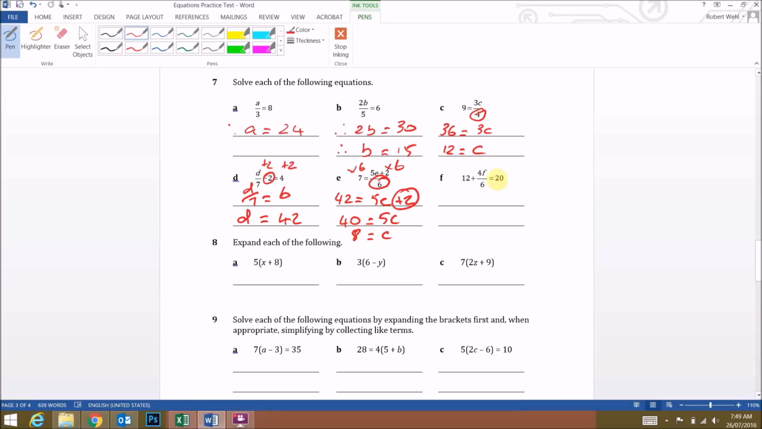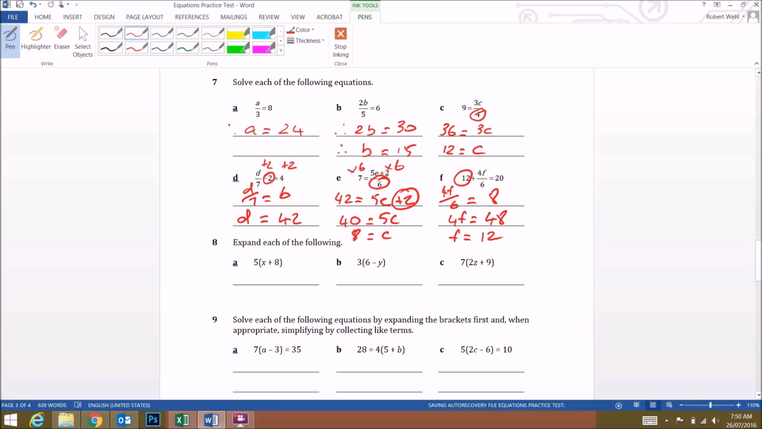Okay. This one, I need to remove the 12 first. So I end up with 4f over 6 equals 8. And now I need to multiply by 6. 4f equals 48. And then finally I need to divide by 4, which equals 12.